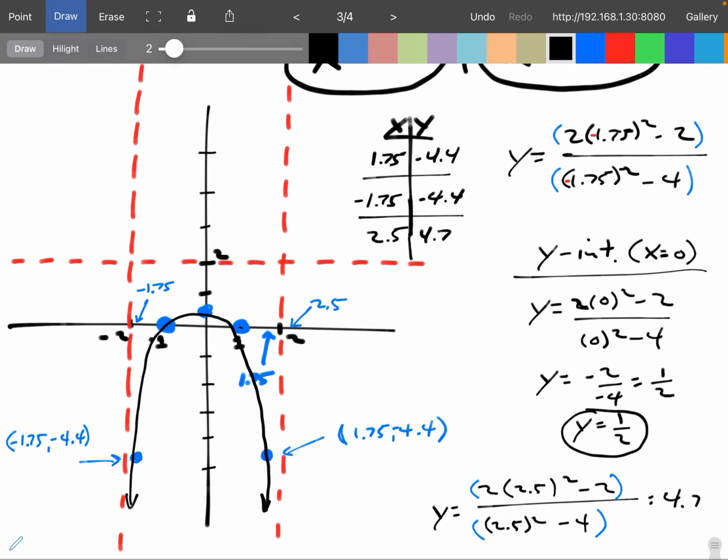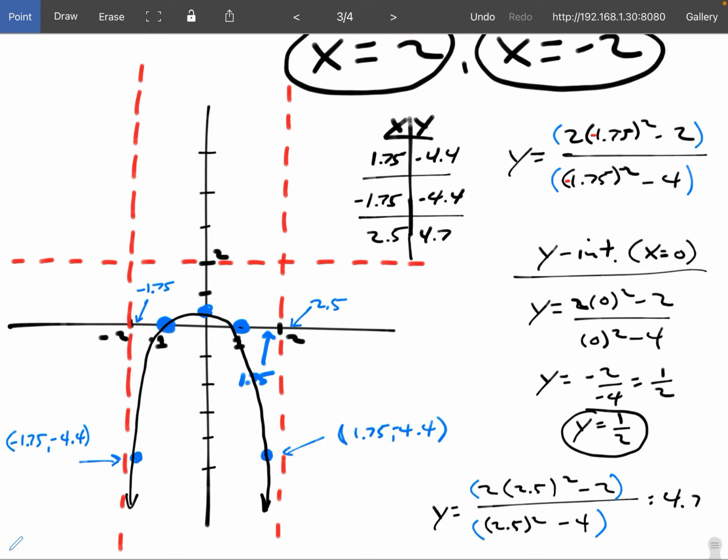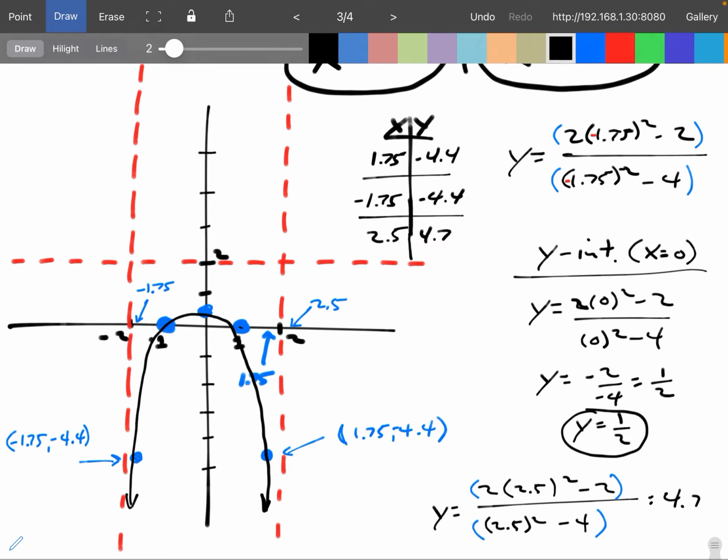All right, well, 4.7, that is up here. I got 1, 2, 3, 4, 5. So that means when I go 2.5 to the right, 4.7 up. Oh, I lost my screen again. There you go. So I'm going to go 2.5 to the right, 4.7 up. So that's going to give me a point 2.5 to the right and 4.7 up. So I'm up here somewhere.